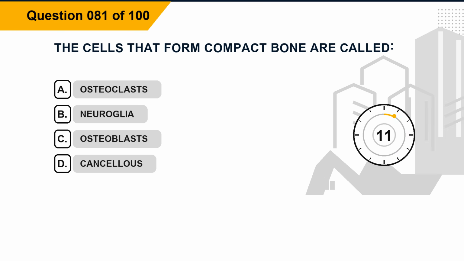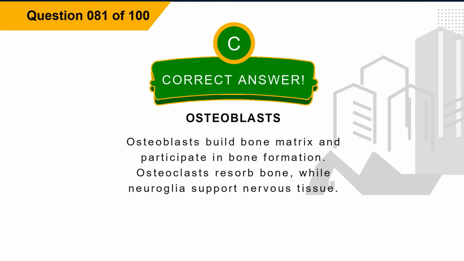Question 81. The cells that form compact bone are called. Option A, osteoclasts. Option B, neuroglia. Option C, osteoblasts. Option D, cancellous. The correct answer is option C, osteoblasts. Explanation. Osteoblasts build bone matrix and participate in bone formation. Osteoclasts resorb bone, while neuroglia support nervous tissue.